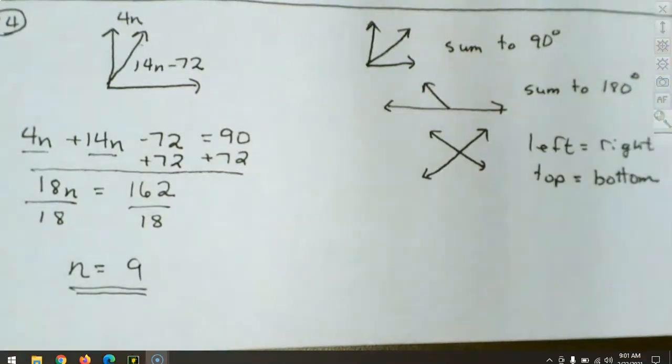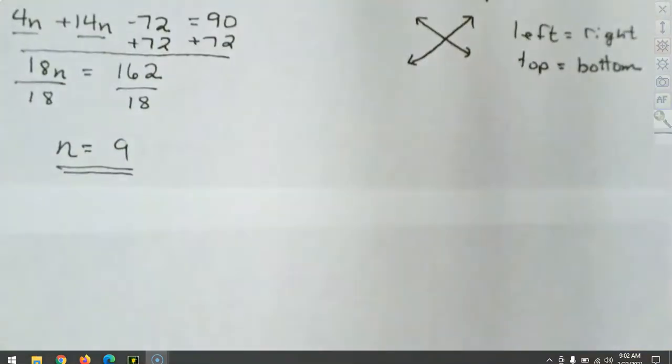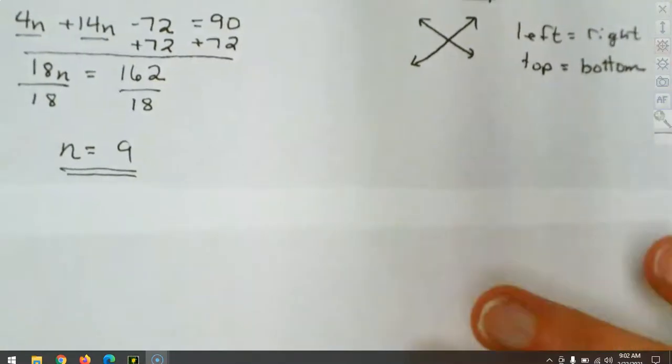Now again, that is not my finished answer. What you have is part of it. We got the 9. How do we get the actual answers? Well, to get the actual answers, we're going to have to take that n equals 9 and plug it back in to the 2 angles. So let's go ahead now and plug that 9 in.